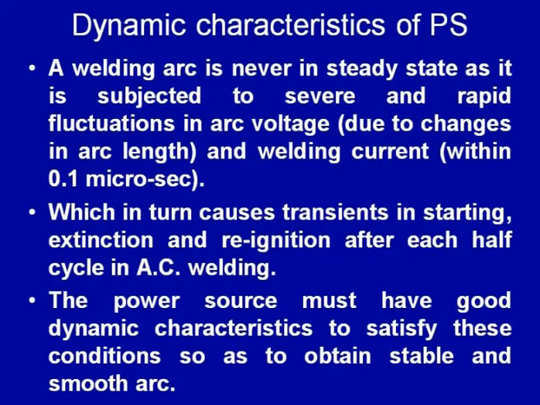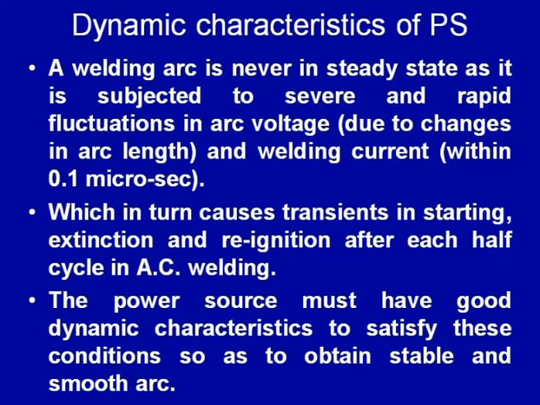Another characteristic of the power source is the dynamic characteristic, which shows how rapidly the power source responds to the changing conditions of arc welding. And we know that the welding arc is very transient in nature, as the current and voltage conditions fluctuate very rapidly during welding. So, the power source must respond to those conditions very quickly, so that the desired voltage and current can be supplied, so as to maintain the desired arc.